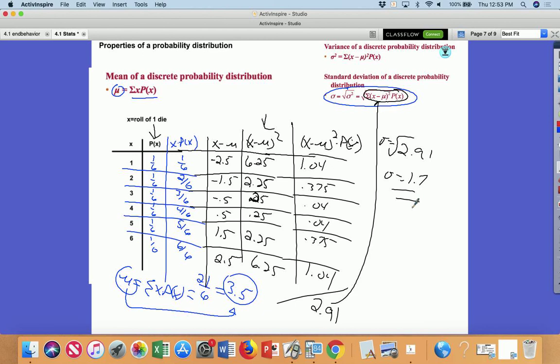Yes, sir. Do we have to have a separate column for the x minus the mean, or can we just have the x minus the mean squared if we're able to? It's up to you.